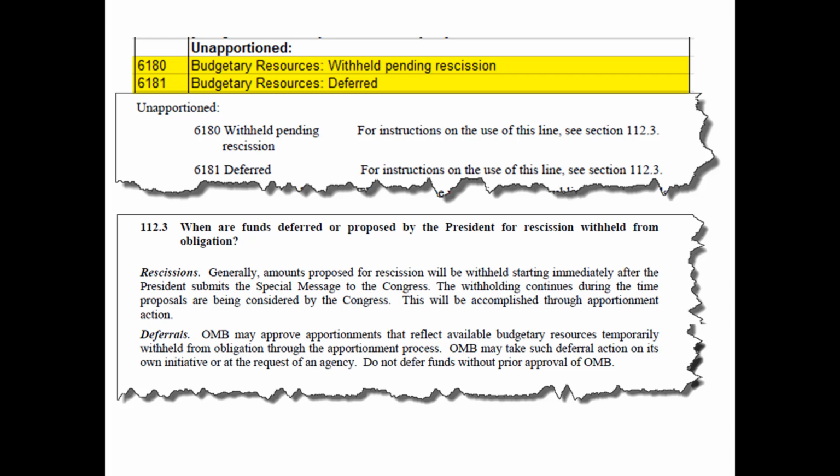Line 6181, the deferred line, was once used to report amounts that were delayed or deferred from spending, again as reported by the President in a special message. However, now that Category C has been added to the apportionment, amounts can be reflected there, having the same effect as a proposed deferral without having to notify Congress.